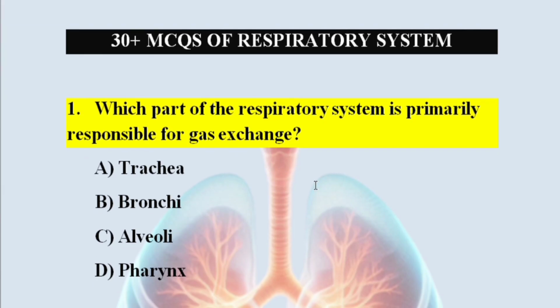Which part of the respiratory system is primarily responsible for gas exchange? Alpha, trachea, beta, bronchi, Charlie, alveoli, delta, pharynx. So here the right option is alveoli.